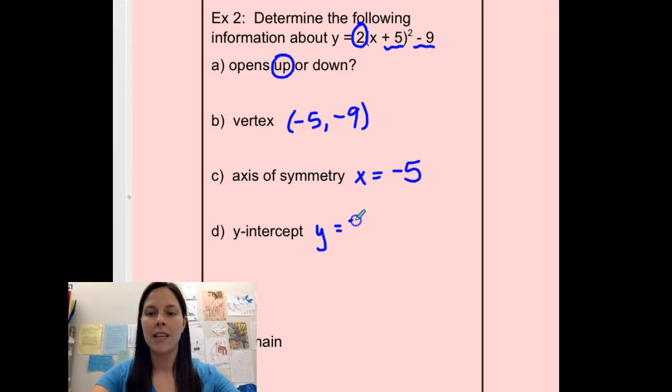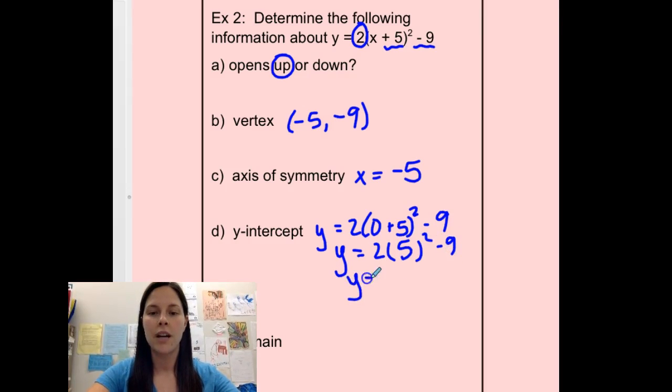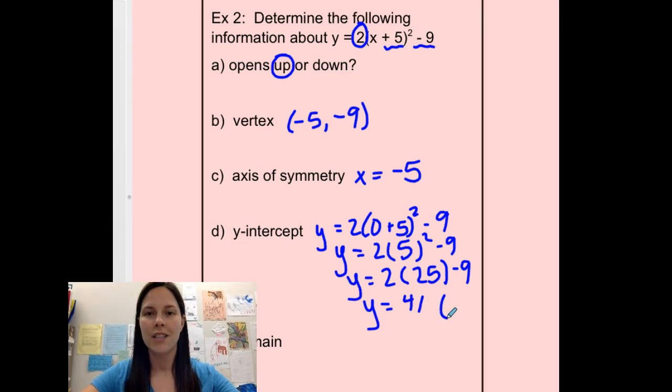Y-intercept, we replace x with 0 and solve for y. Again, following order of operations, inside the grouping symbols first. Then we will do our exponent. 5 squared gives us 25. Multiplication, 2 times 25 is 50, and 50 minus 9 is 41. So the y-intercept is (0, 41). We started by substituting 0 for x, and we solved and got 41 for y.